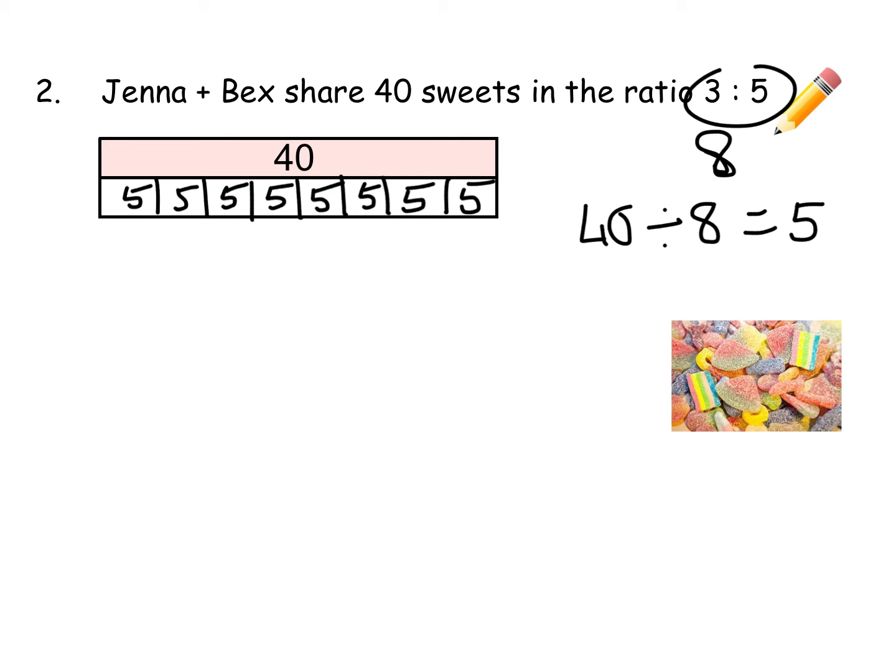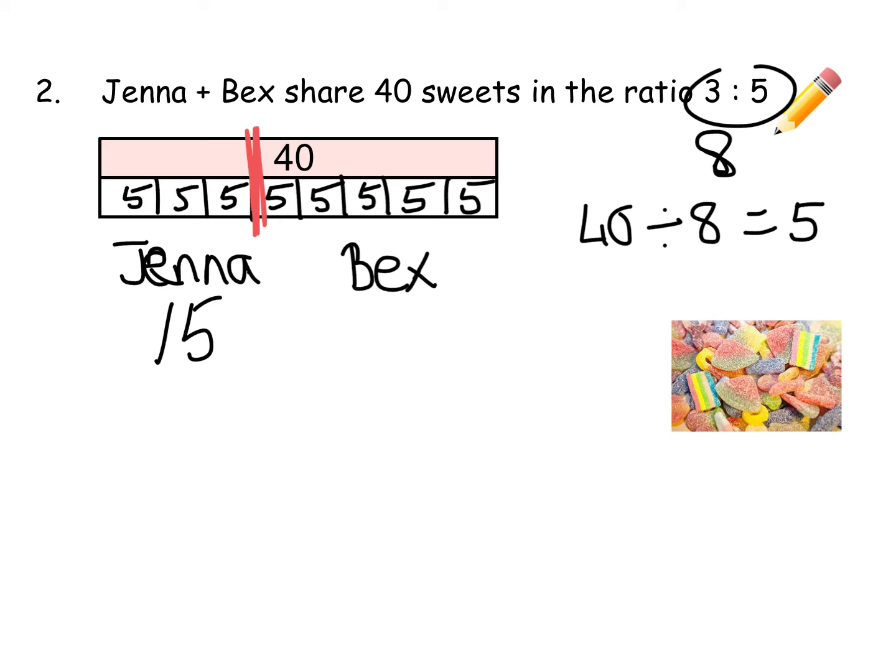Then I'm going to draw in my ratio line. So we're splitting this one the ratio 3:5. So there is the split there. And we can see that Jenna gets 3 lots of 5. Oh my goodness. So Jenna gets 5, 5 and 5. So Jenna gets 15 sweets. And Bex gets 5 lots of 5. And you can count that up if you need to. So Bex gets 25 sweets. I'll put the word sweets in there as well. So there's your final answer.